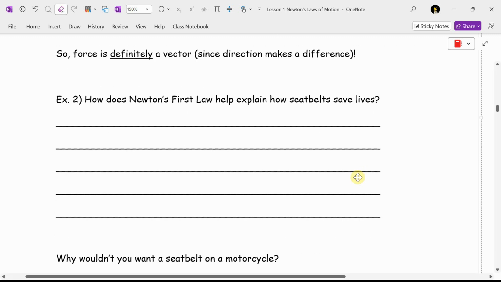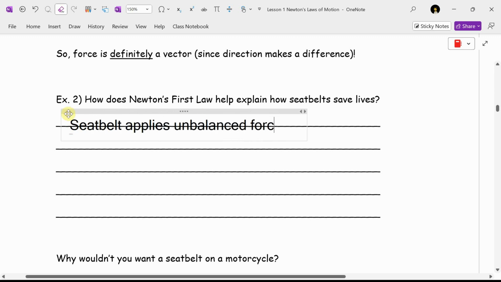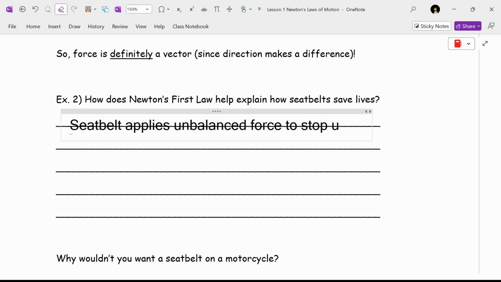How does Newton's first law help explain how seatbelts save lives? What if there was no seatbelt in a car crash, Cole? What would happen if you were in the passenger seat, in the front seat? Newton's first, you would keep going in a straight line at a steady speed. That's what Newton's first says. Your inertia would want you to keep going. So I don't want to write a big paragraph here. I'm going to say seatbelt applies unbalanced force to stop us.